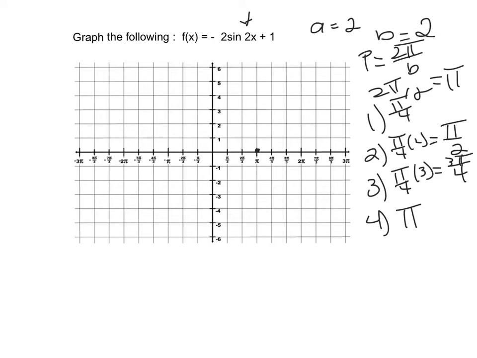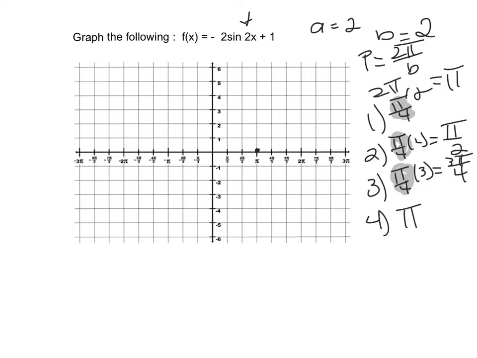Okay, so notice I kept using this value over and over again, and that's because it went up by that amount every single time. So those are my intervals.